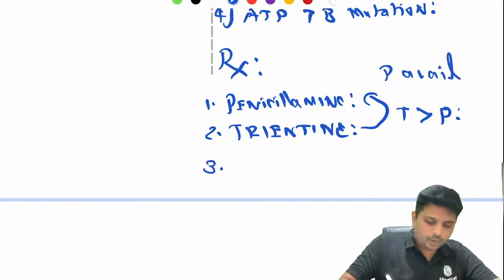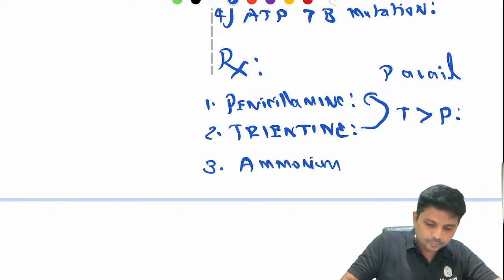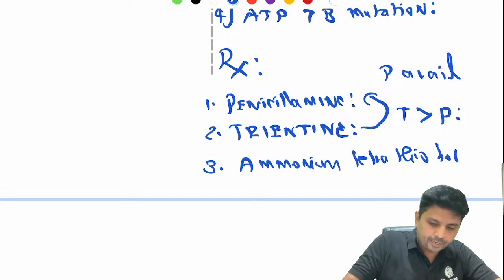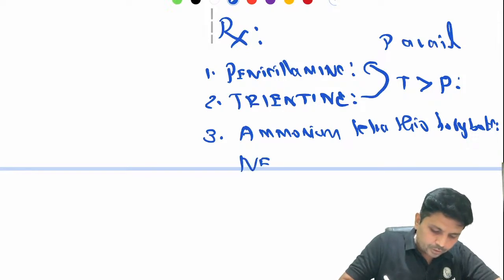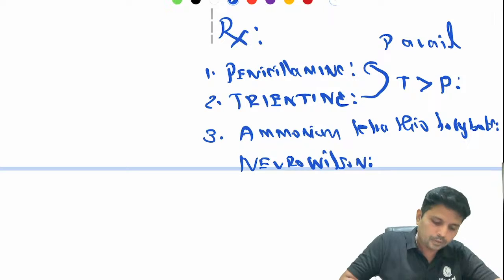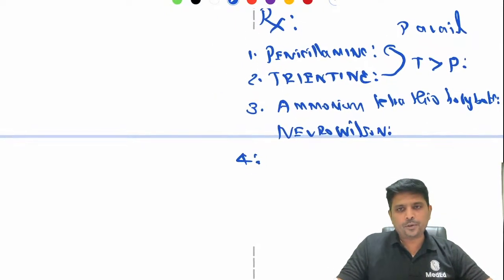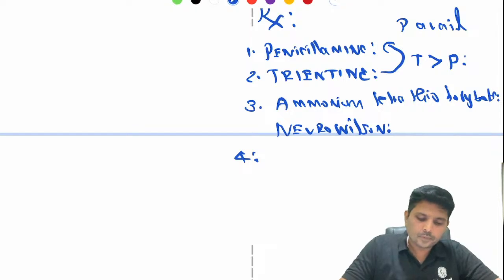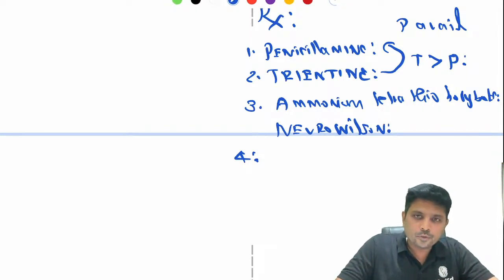Third, you can have one more drug called ammonium tetrathiomolybdate. Ammonium tetrathiomolybdate is used in neurological cases.